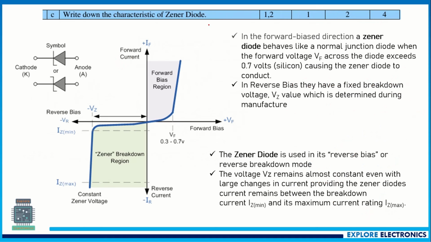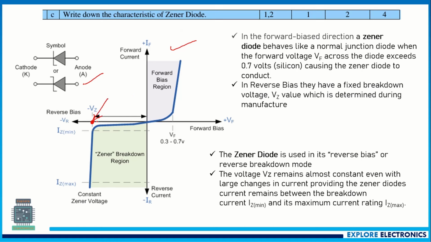Write down the characteristics of Zener diode. The Zener diode question was already asked previously, so you can also write this answer over there to explain the Zener diode. This is the characteristics of Zener diode. This is the symbol of the Zener diode. And here is the point Vz. You are not supposed to forget to explain this point.